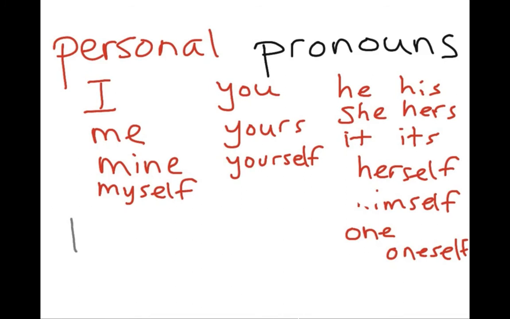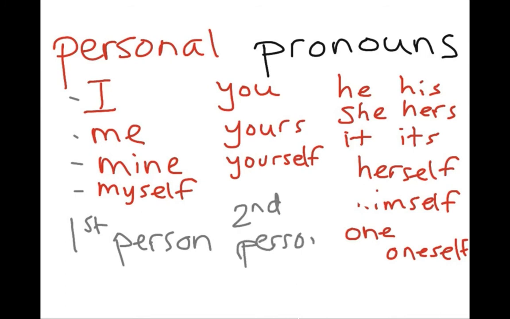So there's first person pronouns that refer to I, me, mine, or myself. So I, me, mine, myself. Then there's second person pronouns. And so this refers to you, yours, or yourself. Those are second person. The last category of personal pronouns is third person.